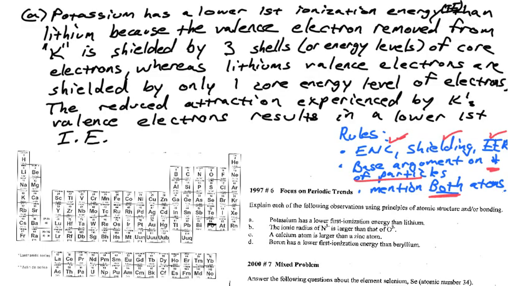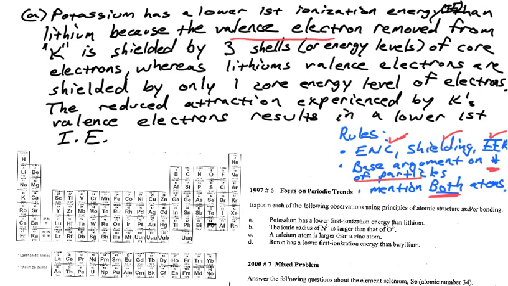Alright, so let's look at this. Now, you probably could do this shorter than I've done it here. You certainly would not want to go longer. Potassium has a lower first ionization energy than lithium because the valence electron, and this is really important, we're saying we understand which electron gets removed when it's the first ionization energy.